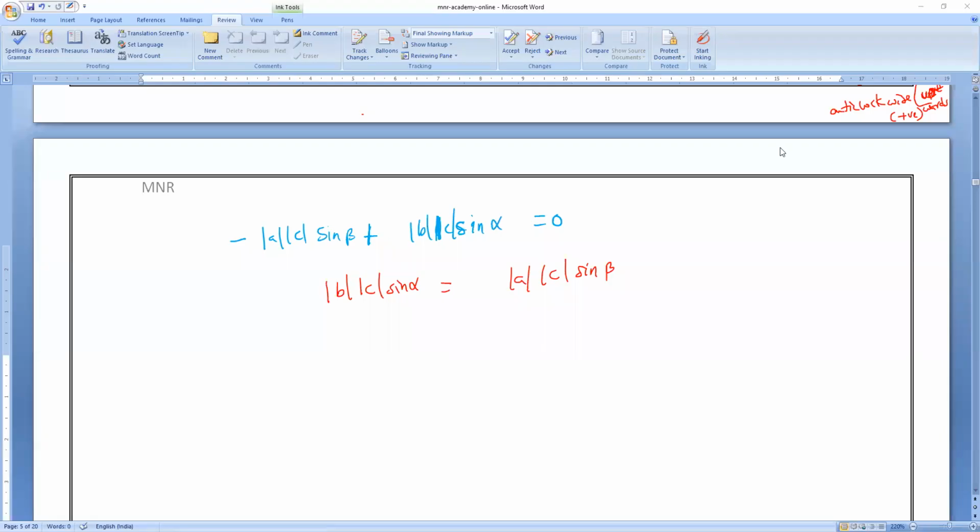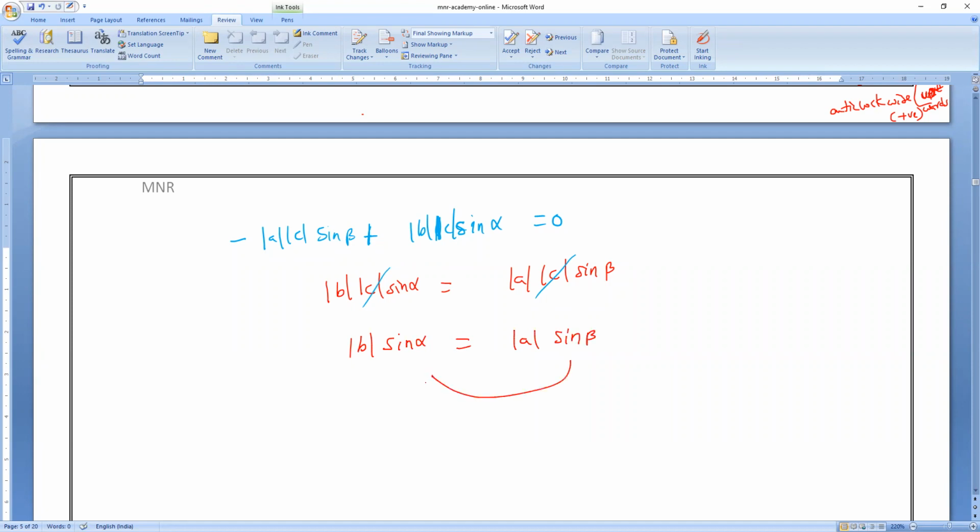Yes, sir. So now this minus a cross a mod c sine beta will come this side, it will become positive. Now you can notice something is common on both sides. What is common in both the sides? Mod c, check it everybody. Mod c is common. So finally what we have is mod b sine alpha equals mod a sine beta.